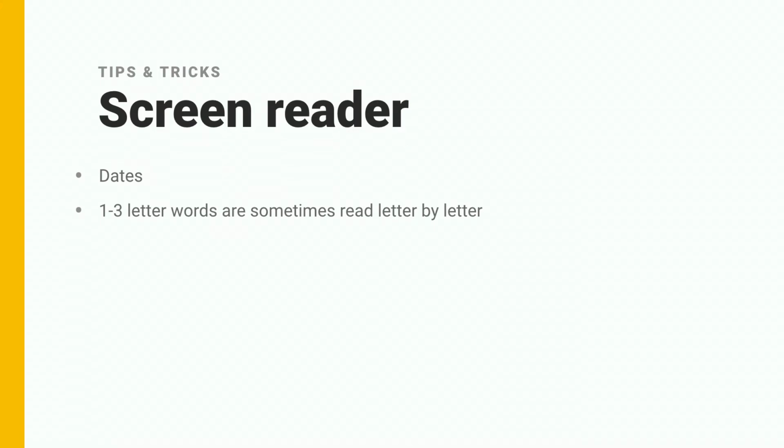One to three letter words are sometimes read letter by letter. I don't know why sometimes three-letter words aren't. I'm assuming maybe the does because it's used a lot, and maybe some other ones that it doesn't recognize right away will do letter by letter.